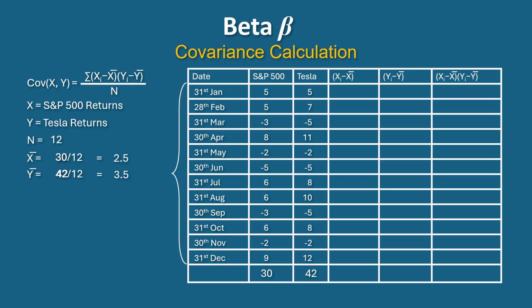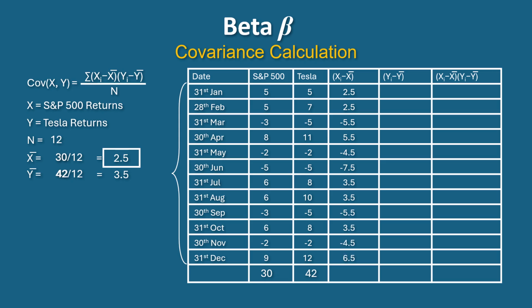Now, calculate X minus X bar for each month. January, 5 minus 2.5 equals 2.5. February, 5 minus 2.5 equals 2.5. March, negative 3 minus 2.5 equals negative 5.5. And so on for each month.